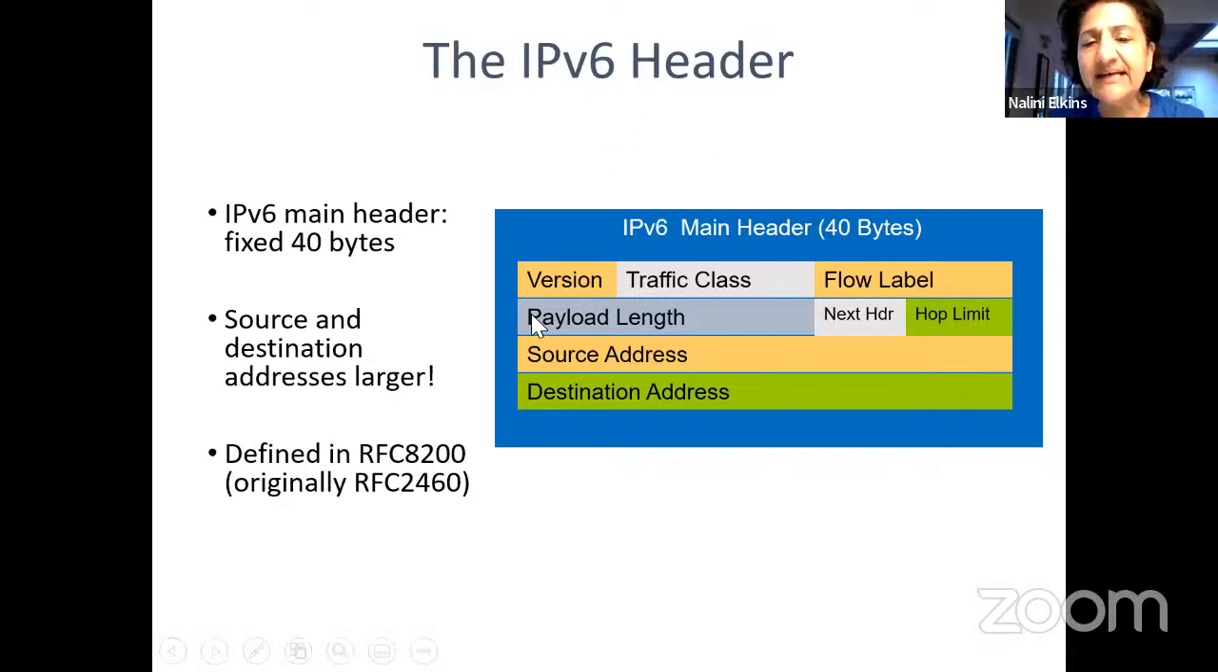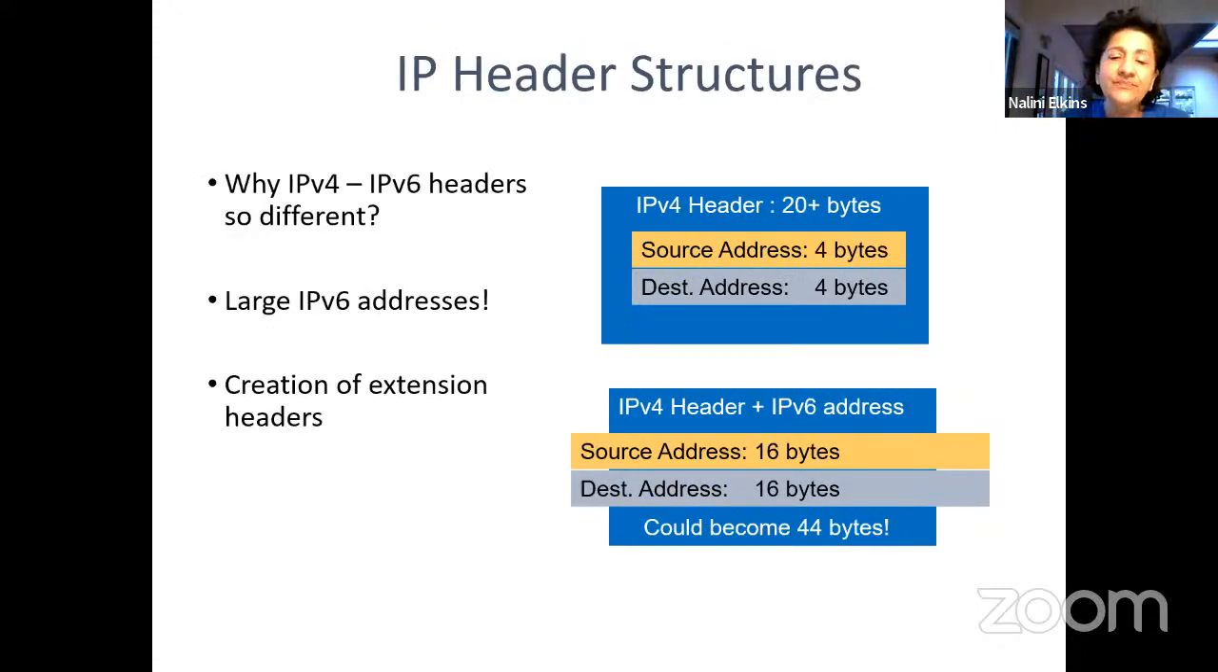But one of the things that you see in here is payload length. Anytime you see a length, then you know it can be variable. So what's one thing you don't see? You do not see header length. Well, you don't see header length because you don't need it. It's fixed.